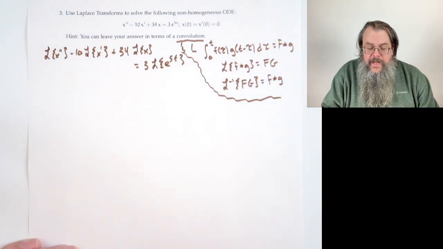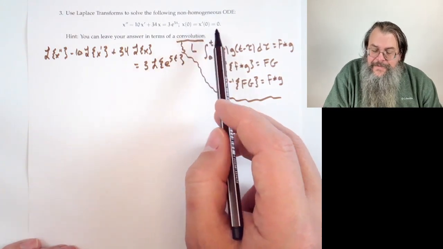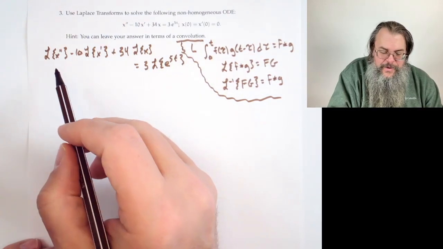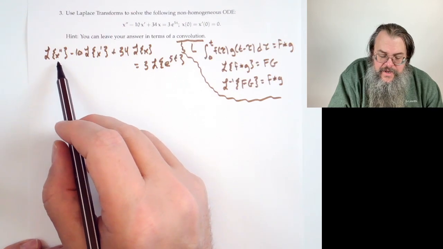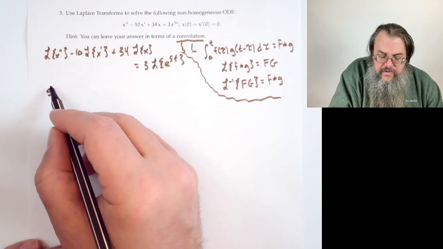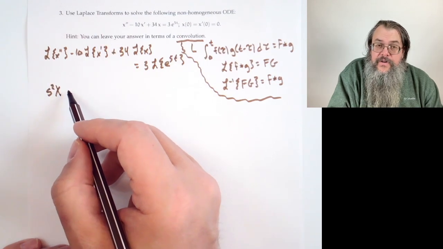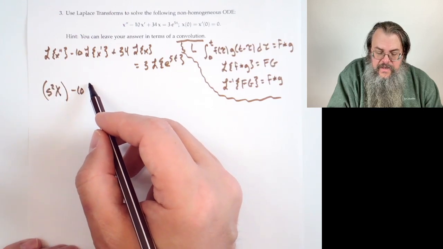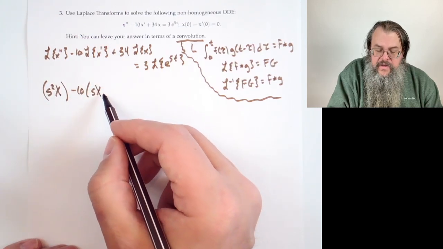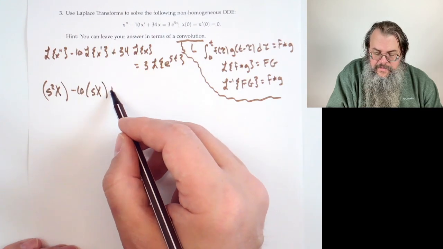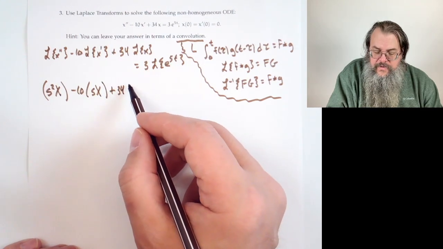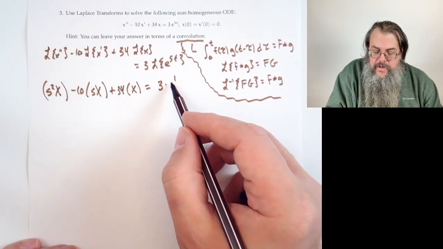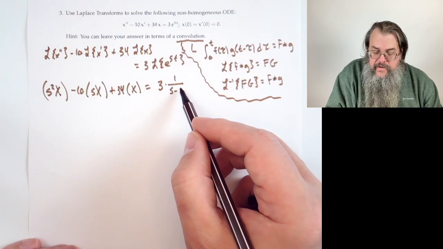There we go. Now we have our initial conditions are both 0. That makes it easier for us. What does that say? Well, the Laplace transform of x double prime is s squared X subtract 0, subtract 0. Minus 10, the Laplace transform of x prime would be sX subtract 0. Plus 34, the Laplace transform of x is X, equals 3 times 1 over s minus 5.